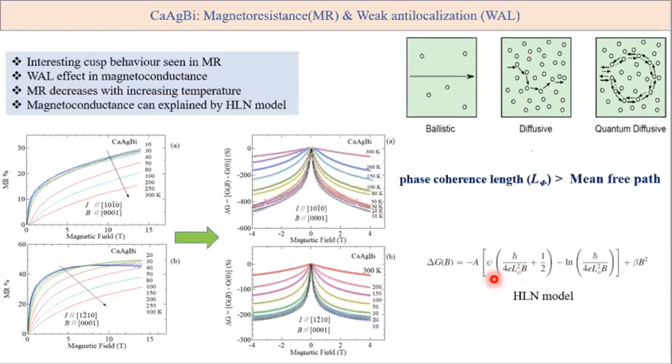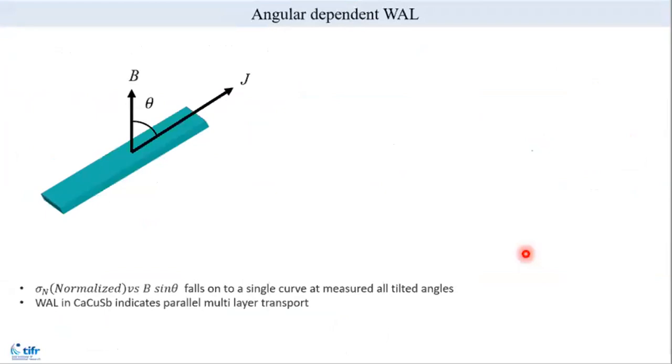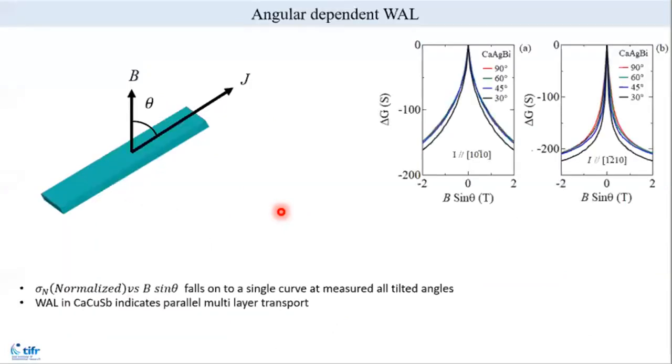No. So you estimated the mean free path also somehow. Yeah. We estimated the mean free path from SDH oscillation. In the single crystal, the mean free path is also large. How much is the mean free path? We got SDH oscillation for this system, and from there we calculated the mean free path. That is something like 60 or 70 nanometer.